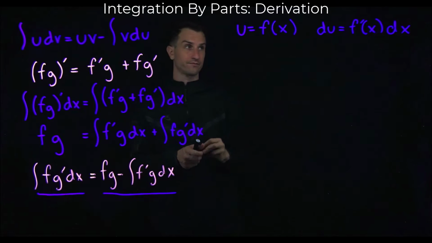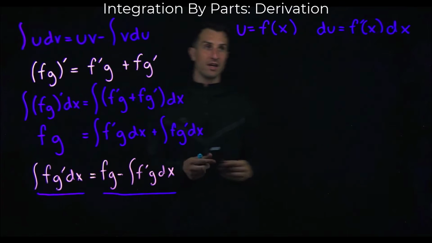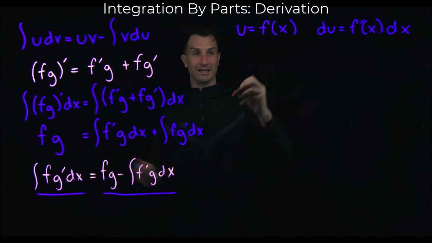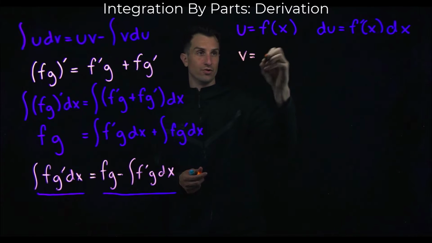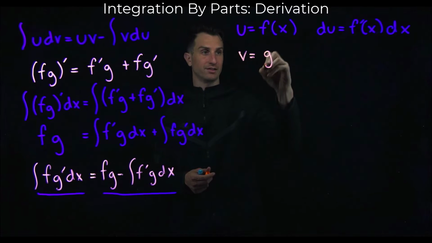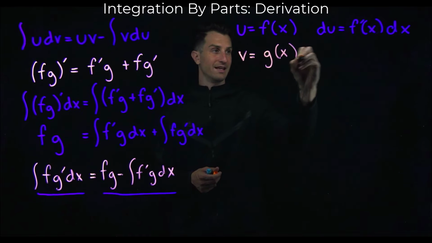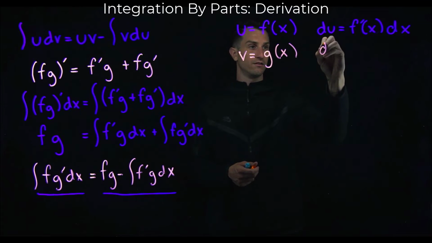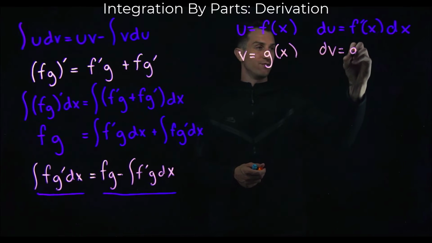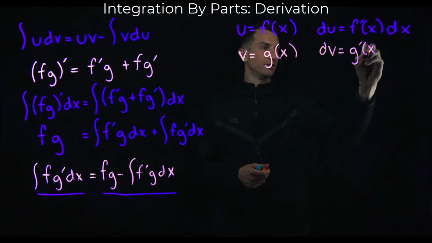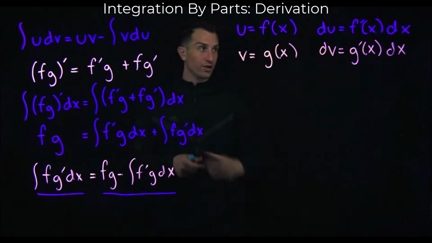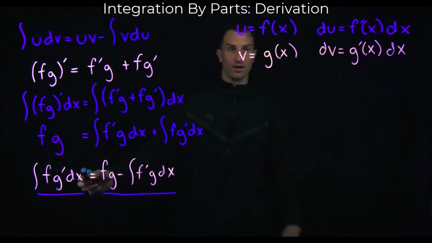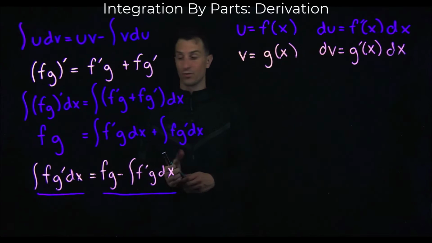Awesome. And we're also going to let v be equal to g of x, which means that dv is equal to g prime of x dx. Now all we're going to do is substitute everything out here. Let's go down the line starting from left to right.